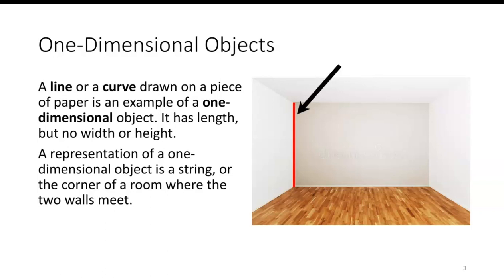A line or curve drawn on a piece of paper is an example of a one-dimensional object. It has a length, but there's no width or height. So there's only one dimension being measured there. A representation of a one-dimensional object is a string, or maybe the corner of a room where two walls meet.